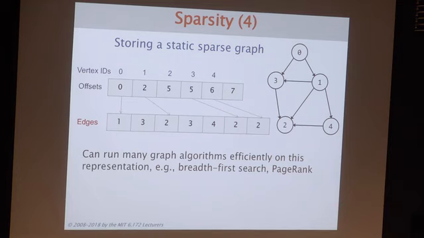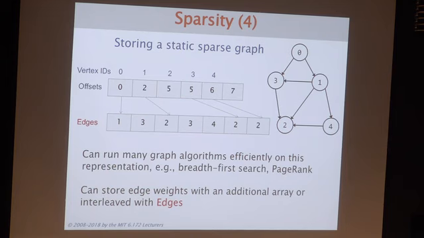And it turns out that using this representation, you can run many classic graph algorithms such as breadth first search and page rank quite efficiently, especially when the graph is sparse. So this would be much more efficient than using a dense matrix to represent the graph and running these algorithms.